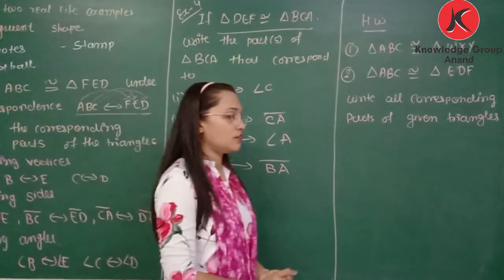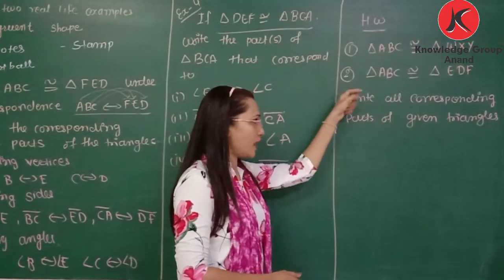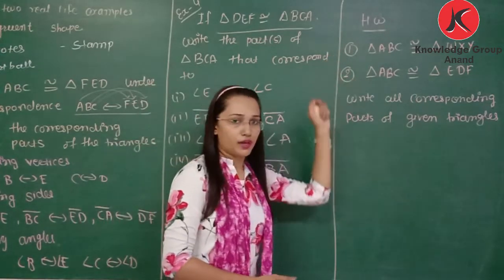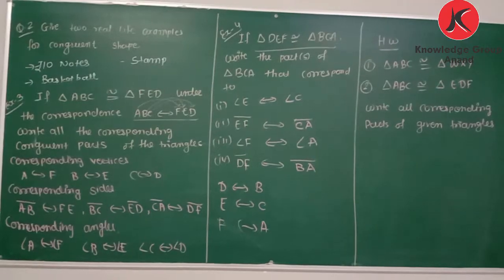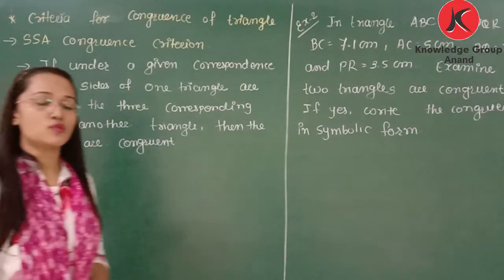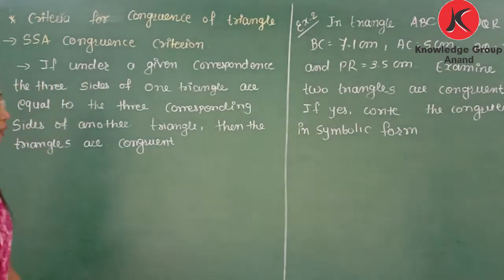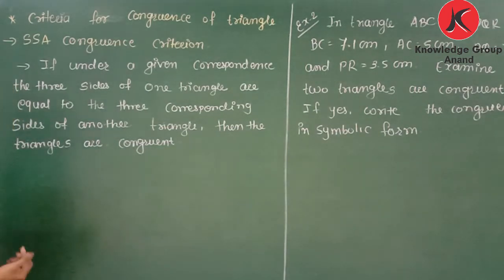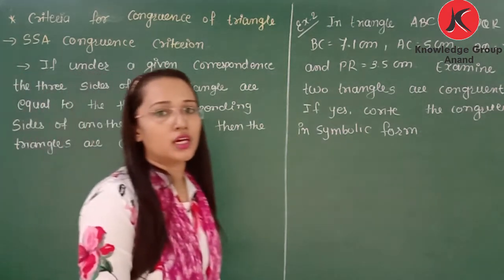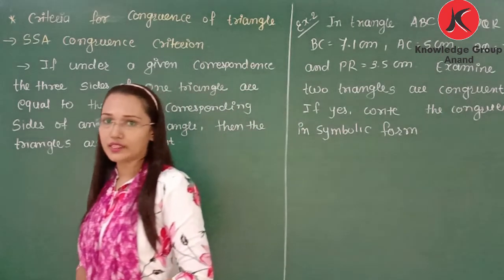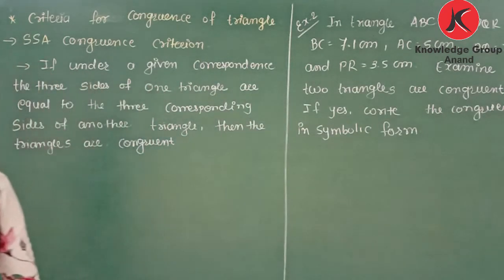Two examples are given, first and second, and you need to write all corresponding parts for these two triangles. Now after the corresponding parts, we learn some important things about congruence of triangles, that is the criteria for congruence of triangles. In this chapter we will learn about four criteria. So let's start with the first criteria, that is SSS.